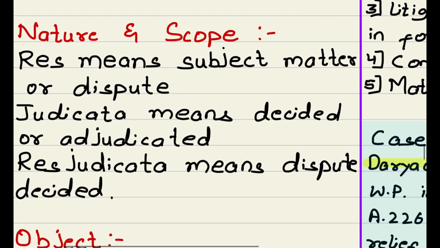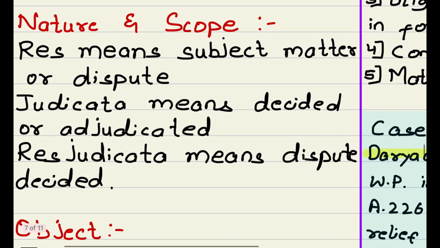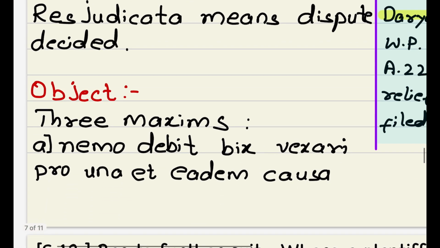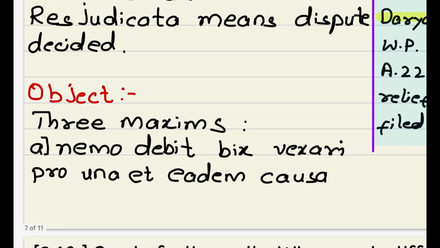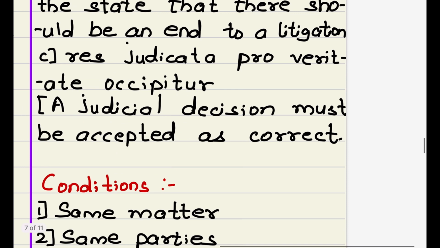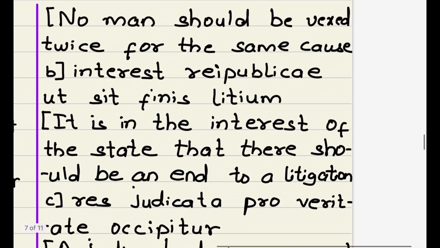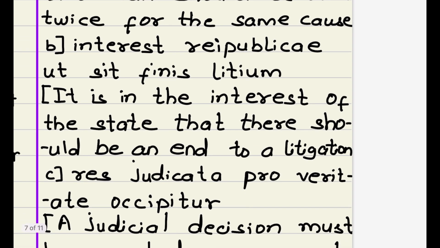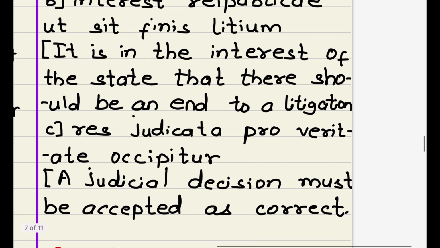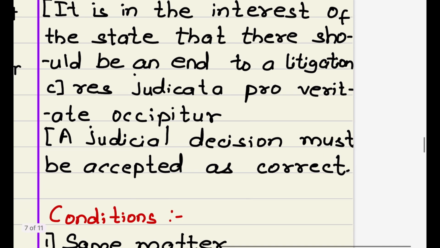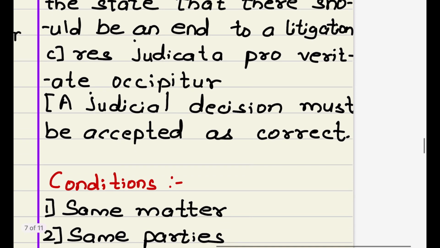Nature and scope. Res means subject matter or dispute. Judicata means decided or adjudicated. So res judicata means dispute decided. Object: it is based on three maxims. Nemo debet bis vexari pro una et eadem causa, which means no man should be vexed twice for the same cause. The next maxim is interest reipublicae ut sit finis litium. It is in the interest of the state that there should be an end to litigation. The next is res judicata pro veritate accipitur, which means a judicial decision must be accepted as correct.